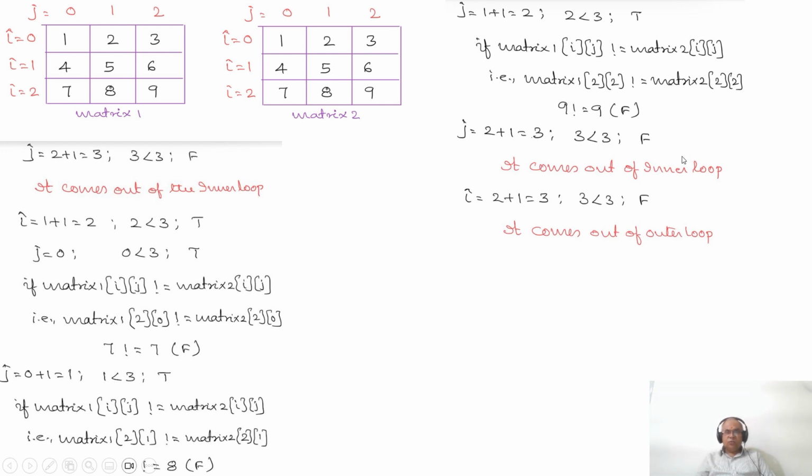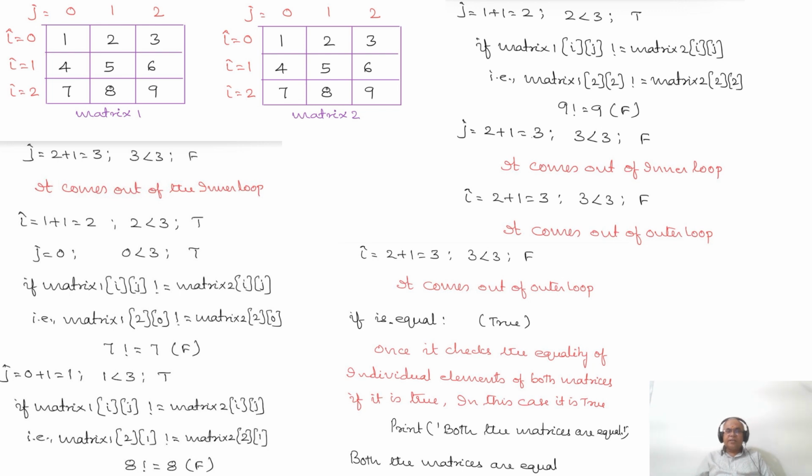It comes out of the inner loop, and again it increments the value of i, which is 2 plus 1, it becomes 3. 3 is less than 3, the condition becomes false. It comes out of the outer loop also. Now all the conditions have been checked.